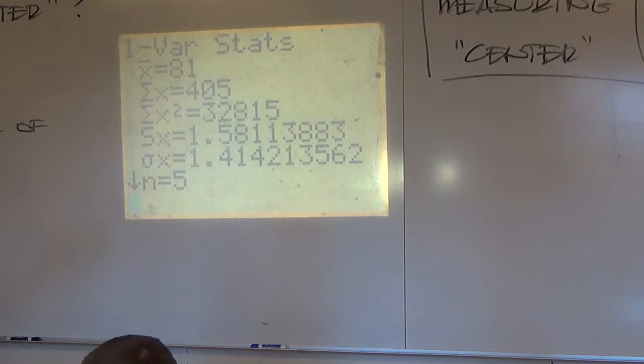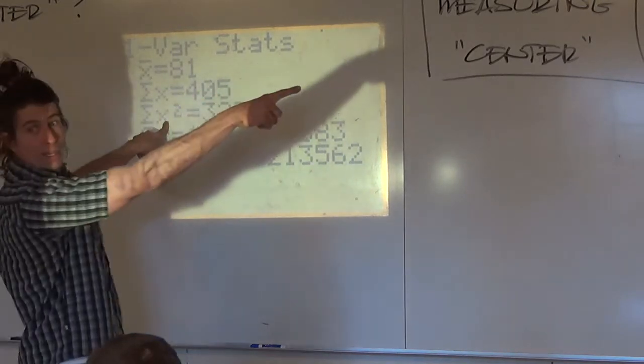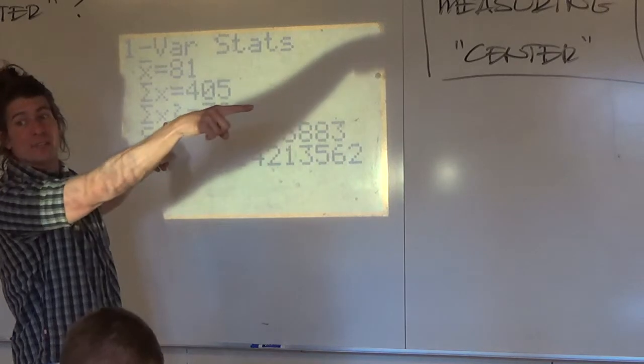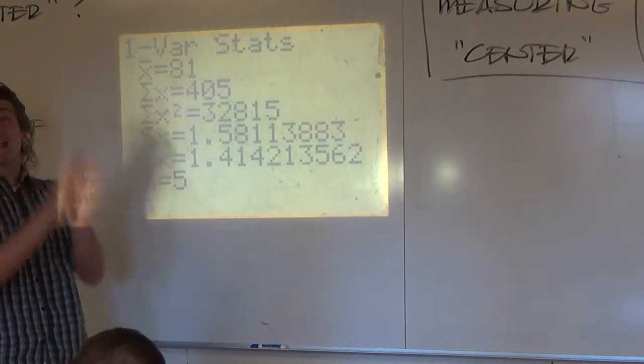Nick, go! Why is big sigma x squared 32,815? That's 32,815 squared points. What this is, Nick, this is not the same thing as what we did over there. It's not the sum of the squared deviations. It's the sum of the squares of the test scores.